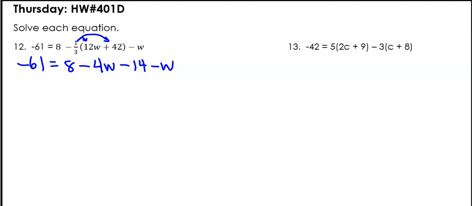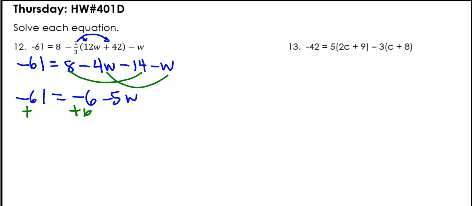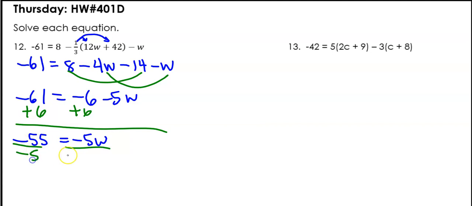And then I got to copy the rest of the question. I've got some like terms here that can go together. So I'm going to rewrite here. Negative 61 equals negative 6 minus 5w. I'm going to add 6 to both sides. And let's see, negative 61 plus 6 is negative 55. And this is looking pretty good. Divide both sides by the coefficient. And looks like I'm going to get positive 11.